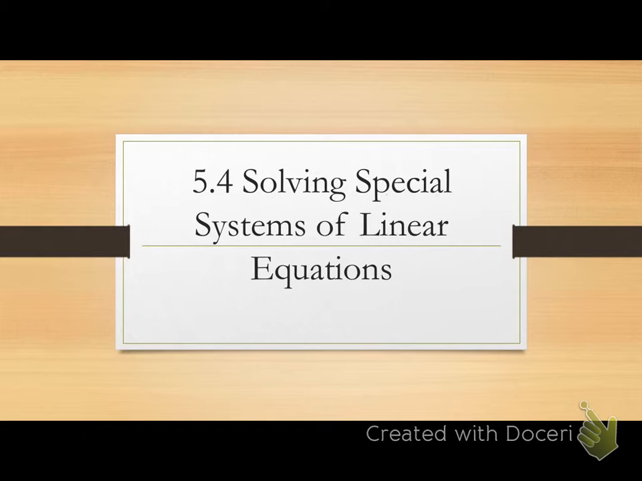Chapter 5, Section 4, solving special systems of linear equations. So, we're still solving the same way we've learned: graphing, substitution, elimination. And we'll see why they're called special systems of linear equations here in just a second. We've already kind of talked about them a little bit.